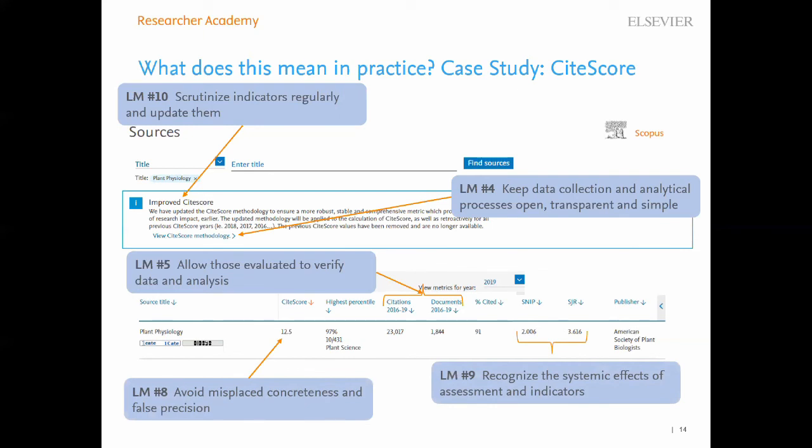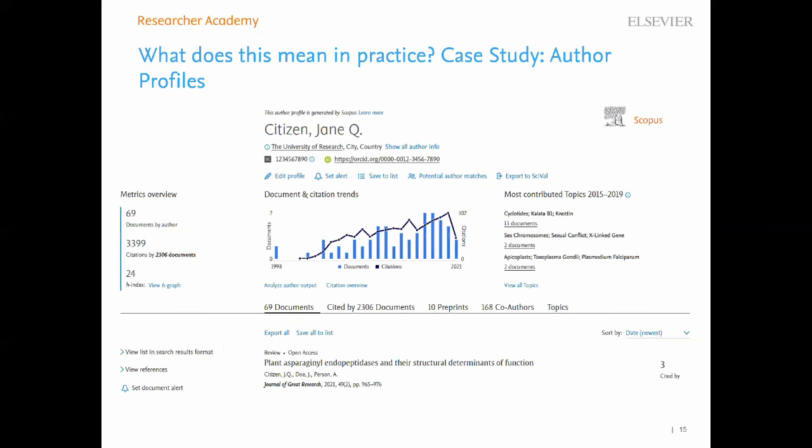Now let's consider author metrics. Here we're looking at a screenshot of Scopus and an author profile. You'll see all the metrics and indicators are based on the author's publications that are captured in the Scopus database. Again, let's walk through how we're taking a responsible research assessment approach to presenting this information. Principle 4 of the Leiden Manifesto recommends keeping data simple and transparent, and here we show you exactly how we got to what we present.